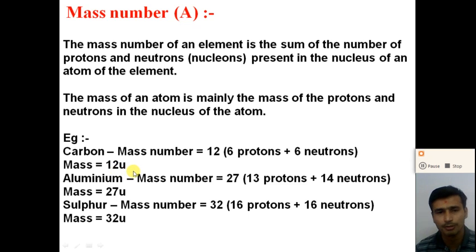AMU is the unit of mass, atomic mass unit, right? So the atomic mass number of carbon is 12. That means in the nucleus of the carbon atom there are 12 protons and neutrons, but the atomic number of carbon is 6, right? So it has 6 protons and 6 neutrons.